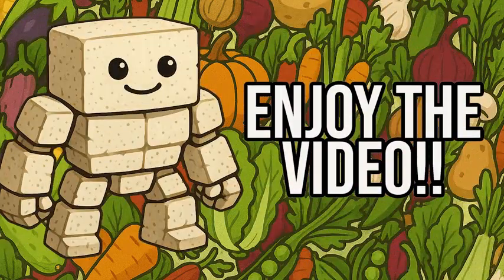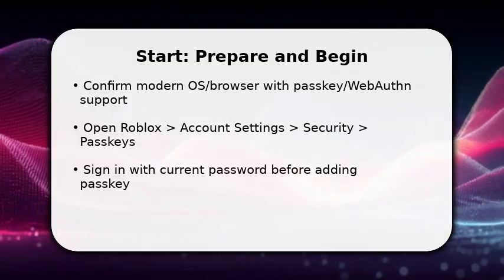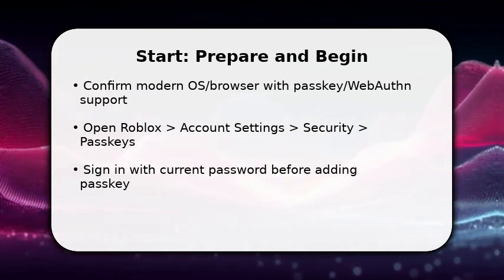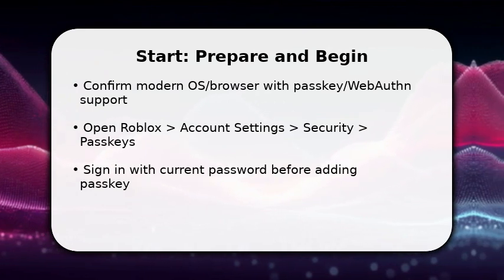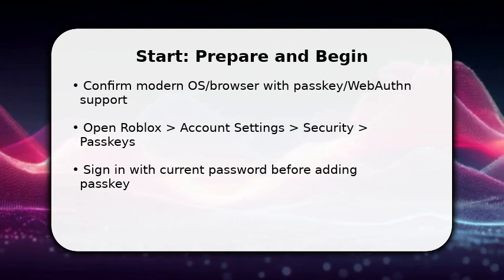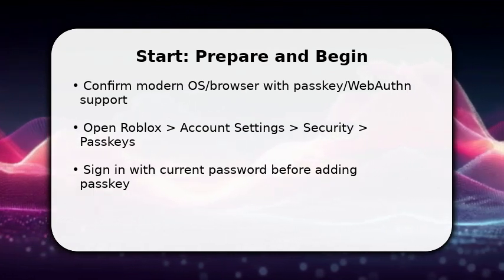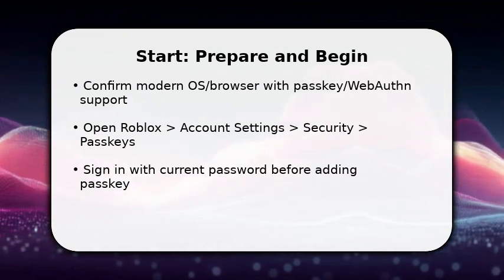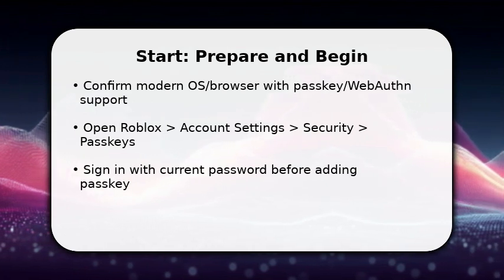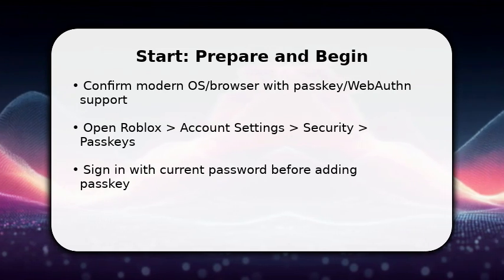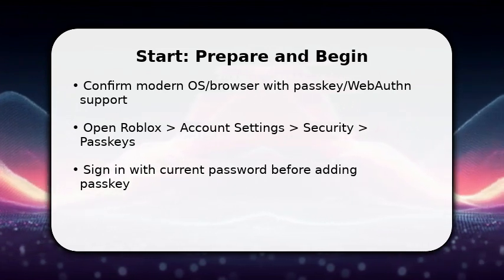Please enjoy the video. You begin by preparing your device and account. Make sure you're signed into Roblox and using a modern browser or mobile OS that supports passkeys. Once signed in, go to Account Settings, open Security, and tap Add Passkey. You'll be prompted to verify with your current password or 2FA. Do that now. This step creates a cryptographic key tied to your device. It's faster and much more phishing-resistant than a password, so start the enrollment immediately.